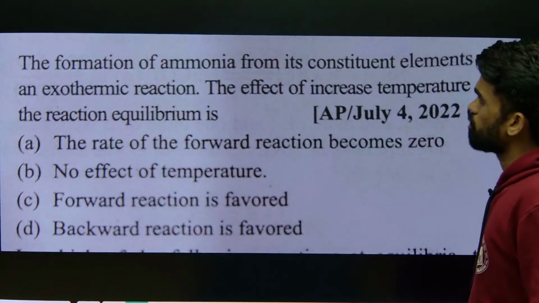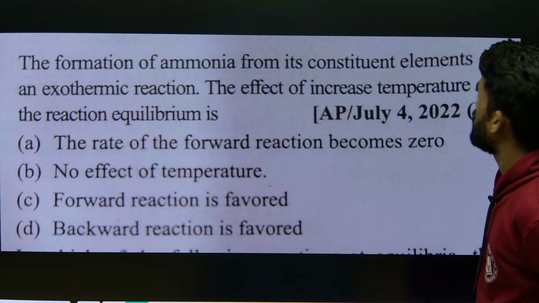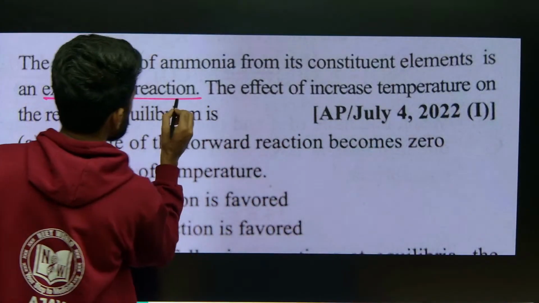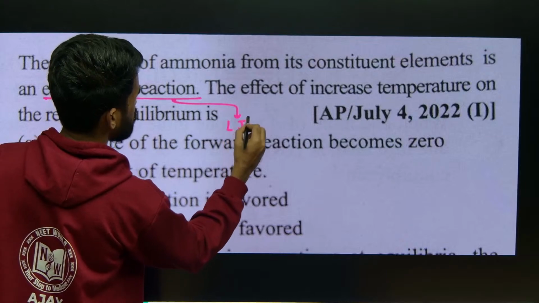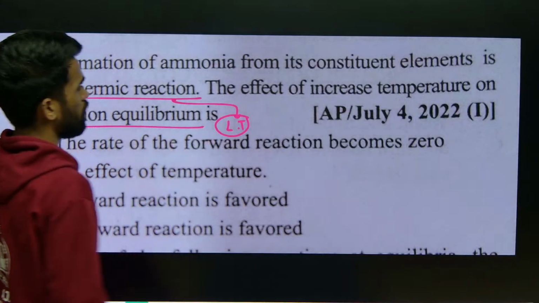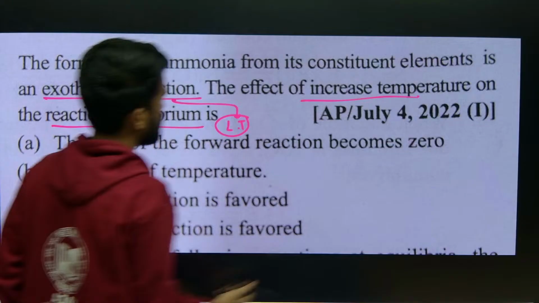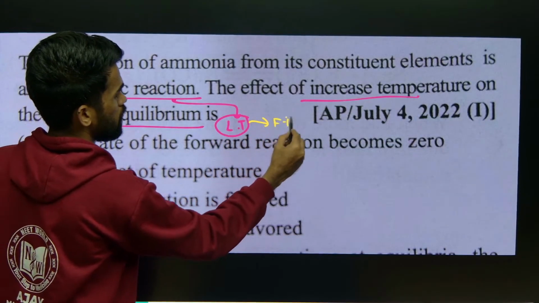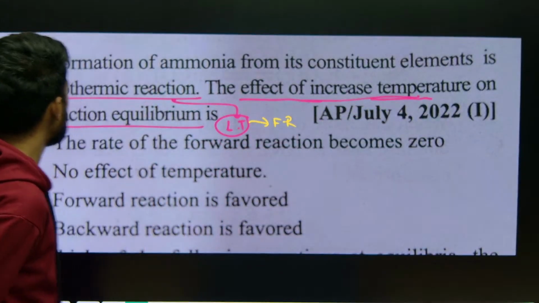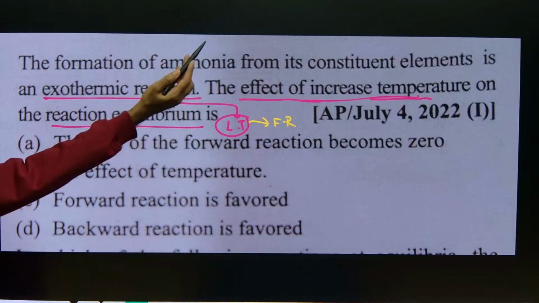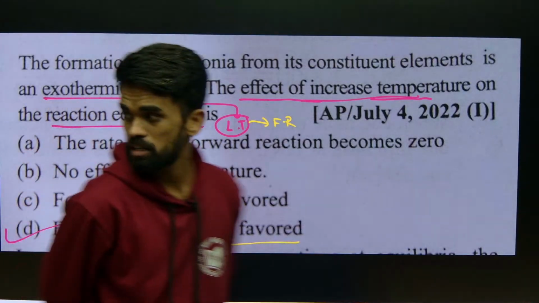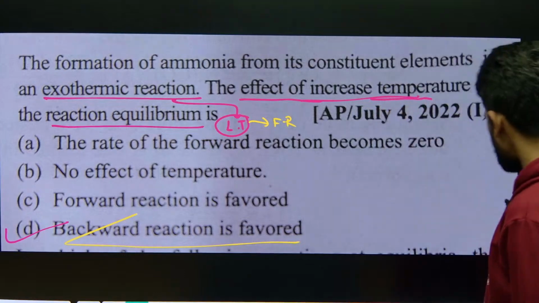Now answer me this one. The formation of ammonia from its constituent elements is an exothermic process. If it is an exothermic process, we know low temperature favors the forward reaction. Now, if the temperature is increased, what happens? The reaction goes backward. So the backward reaction is favored. So the fourth option will be your answer for the question. Okay, right. This is also clear, I hope.